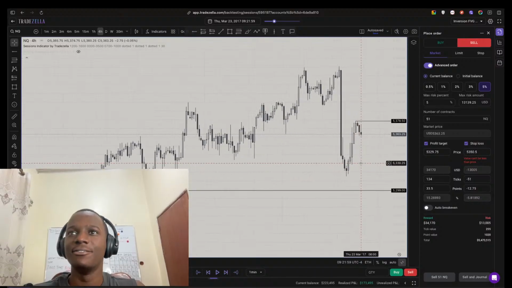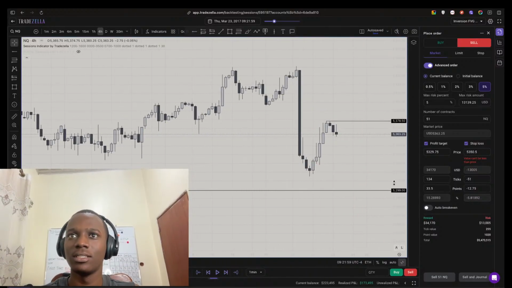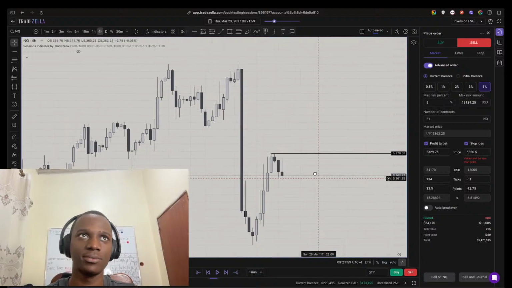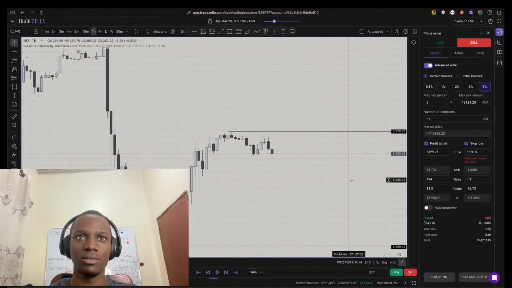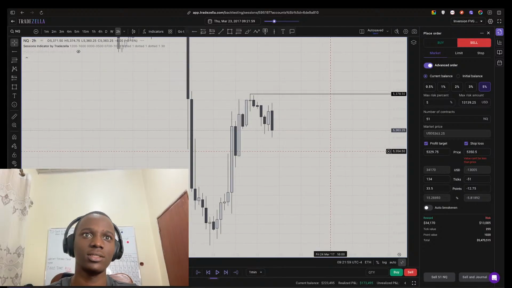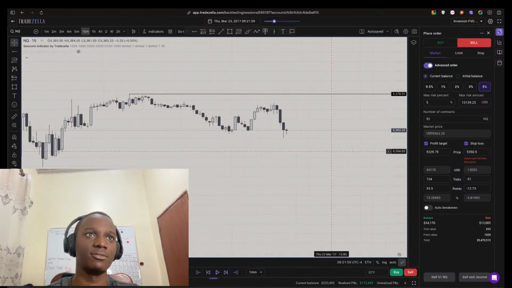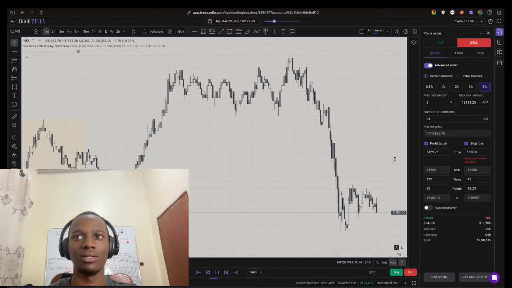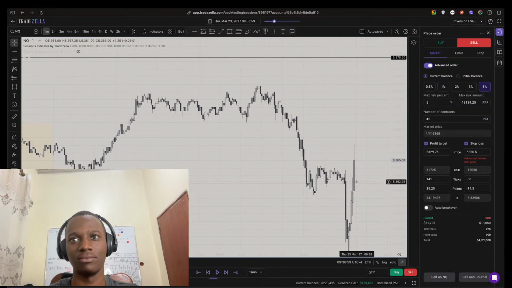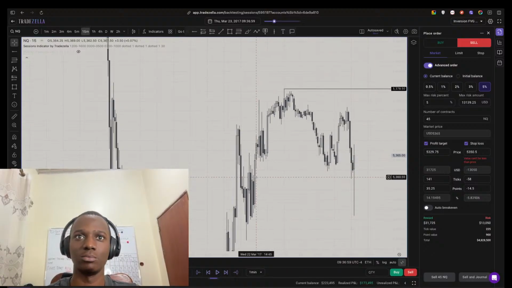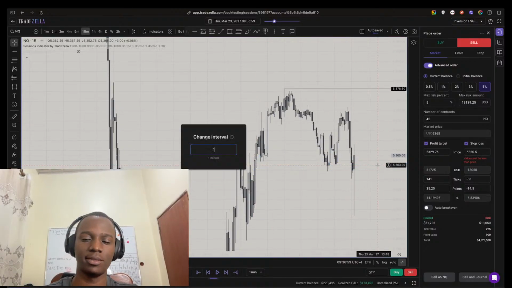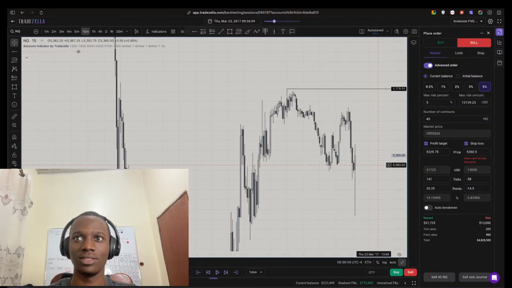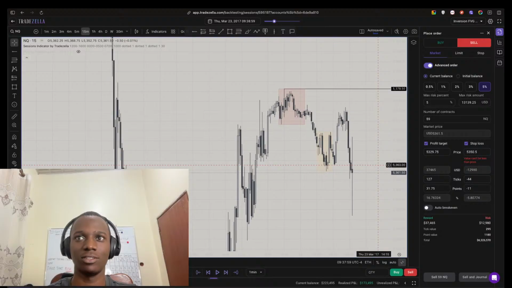Let's see, do we have any 4-hour unfilled gaps? Not really. We just filled this one, this huge gap right here. 1 hour, nothing just yet. 2 hour, nothing. 15 minutes, well, nothing as well. I think we'll have to wait. We just have a couple 15-minute inversions, and that crazy gap here that's holding. It's a 15 and a 30-minute, and we've just inversed. Then we're tapping into 5 minutes.